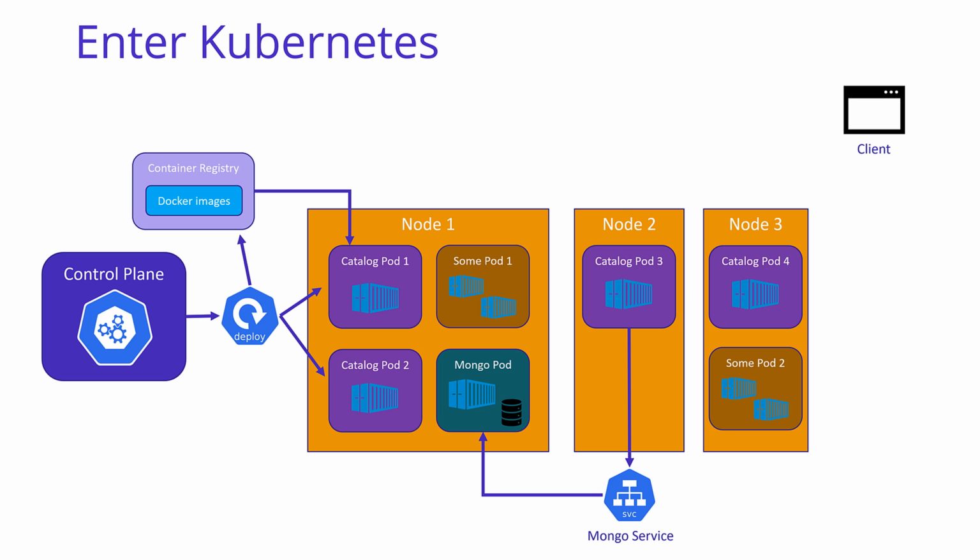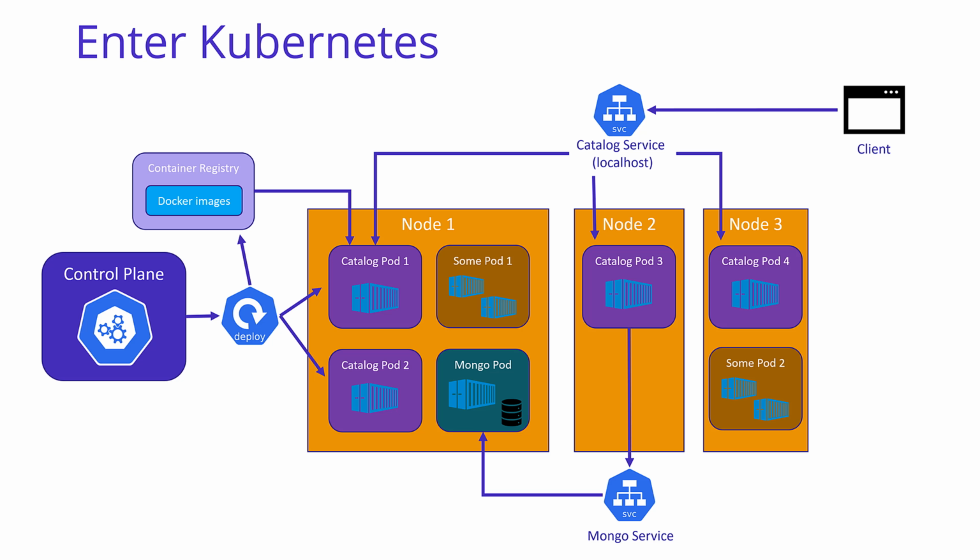So again, we stand up a catalog service, which can be reached in our case, for now, just in the local host, but eventually it could be a public IP. And then this client can reach this service, and via that service, it can reach not just one, but all of the pods that are running behind this service, right? So it's a way to route to those pods.